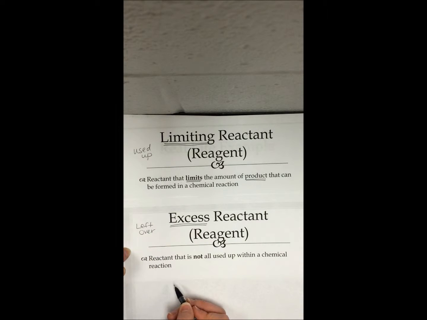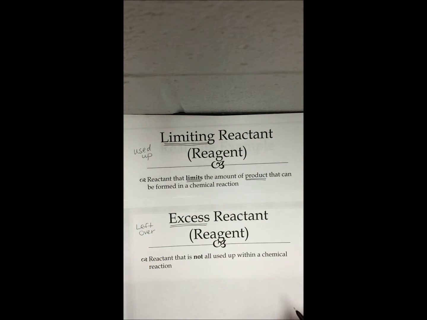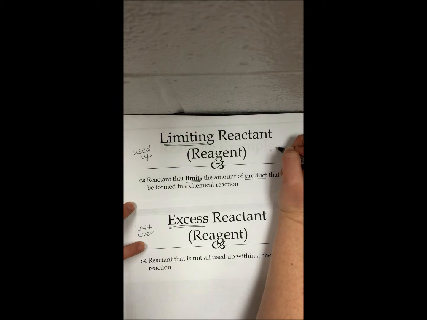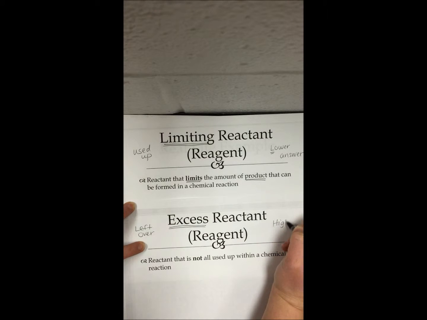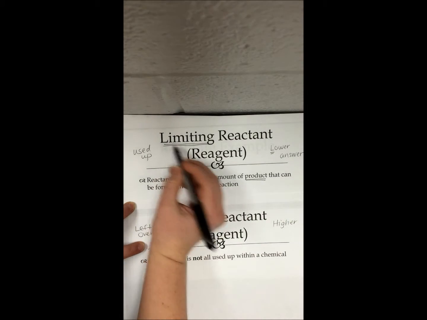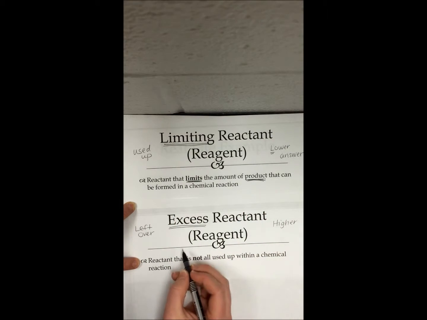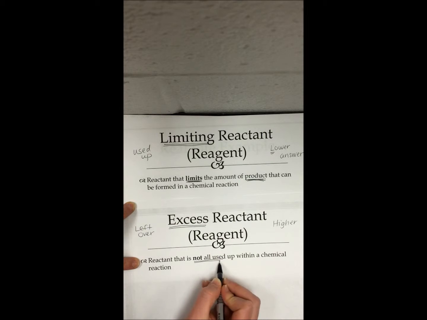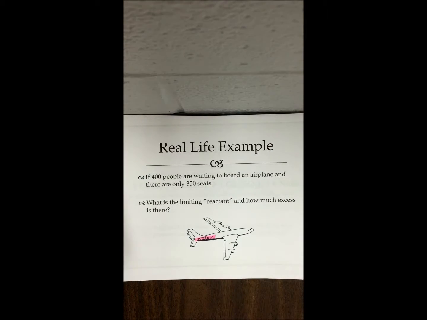left over. And you'll see that you actually have to do two different conversions when doing your limiting and excess reactant. Then you're going to compare your two answers. The limiting one will be the lower answer, and the excess one will be the higher answer. So just to review, the limiting one limits the amount of product that you can make, whereas the excess is not all used up. So there's excess or leftover after the reaction. So let's take a look at an example.